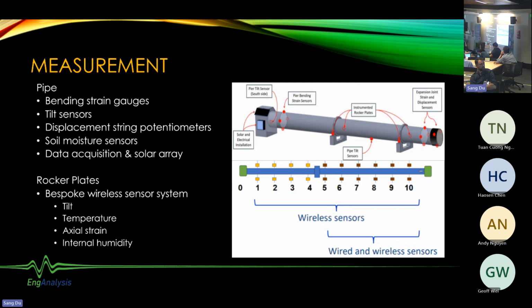Now that we have the model, we now need to do the measurement. And to get as much data as possible, we instrumented the pipe with a range of different sensors, mainly strain gauges and tilt sensors. And it was also discussed and decided that using off-the-shelf sensors for the rocker plates themselves was not going to be optimal for what the client wanted. So my colleagues designed a bespoke wireless sensor node system that was comprised of tilt, temperature, axial strain, and internal humidity sensors.